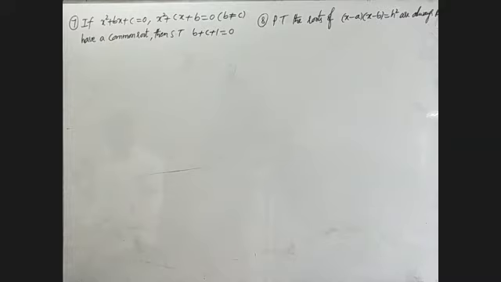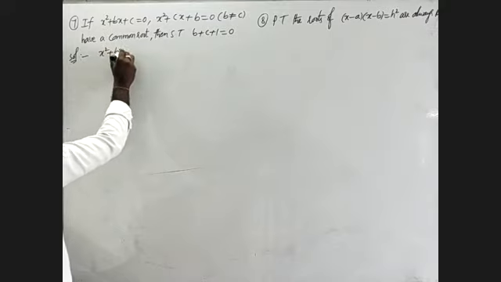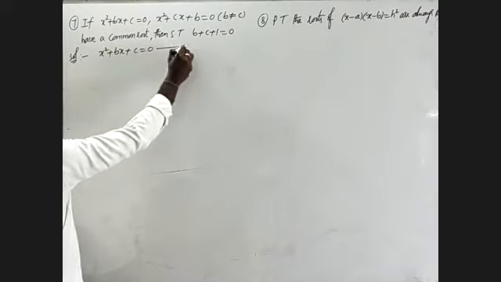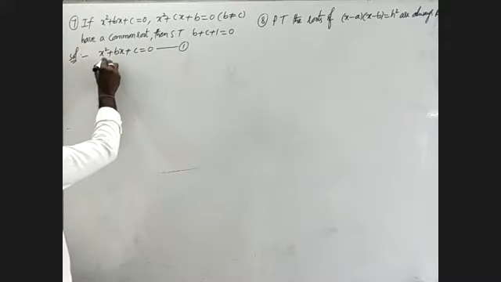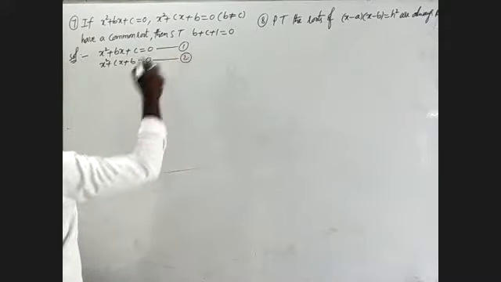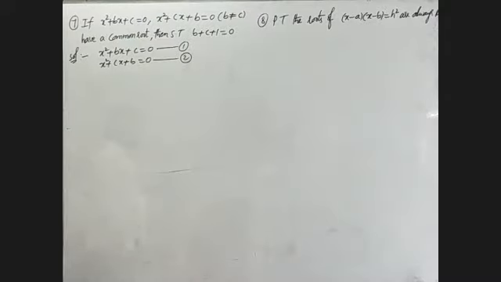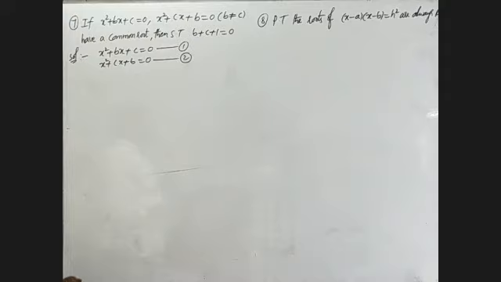Okay, first one, we have to write the given two conditions. Here the first condition is x square plus bx plus c is equal to 0. This is equation number 1. After, we'll take x square plus cx plus b is equal to 0. This is equation number 2. Observe, okay, both equations have a common root.